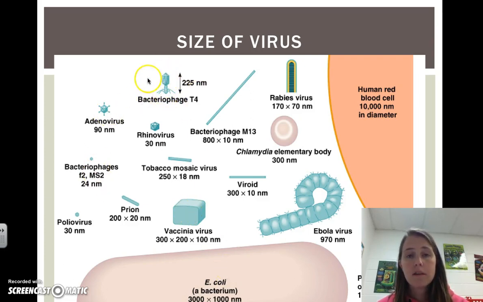So this bacteriophage, okay, any bacteriophage infects bacteria, so this bacteriophage could come up and just sit right on top of a bacteria cell, or this E. coli. And then any of these can easily fit within a red blood cell.